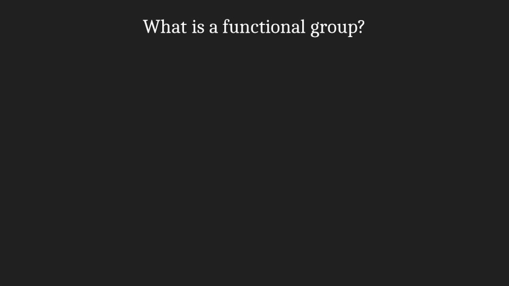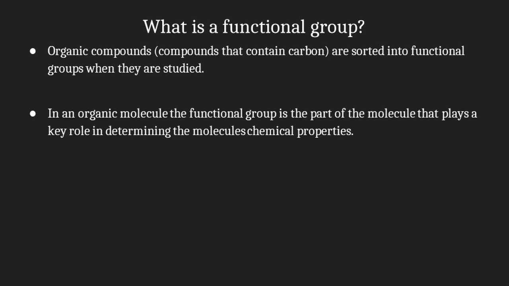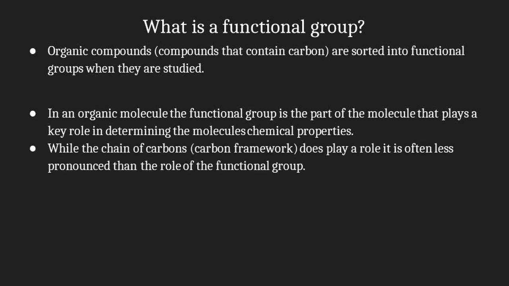Before we start identifying functional groups, it's important to look at what a functional group is. So a functional group is what organic compounds are sorted into so that they could be easily studied. In an organic molecule, it is the functional group that determines the molecule's chemical properties. While the carbon framework, or the chain of carbons the functional group is attached to, does play a role, it is the functional group that plays the key role in determining its properties.